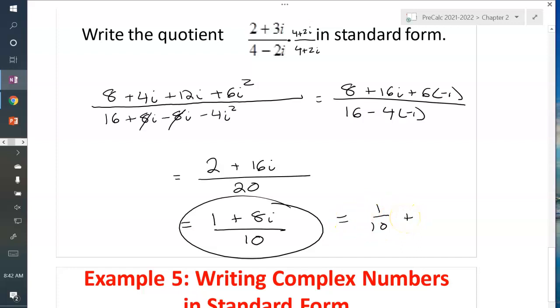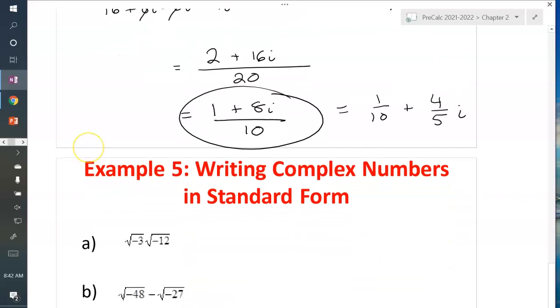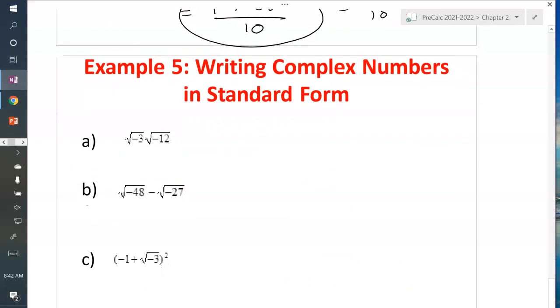And then they reduce the 8 over 10i to 4 over 5i. That's okay too, but I'm perfectly fine if you want to stop right there. All right, so now we're going to write complex numbers in standard form.